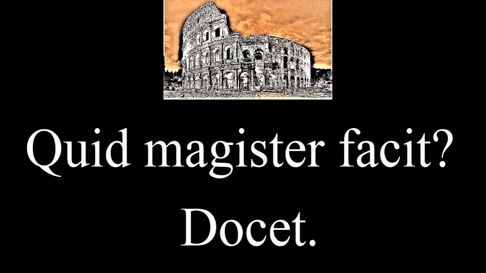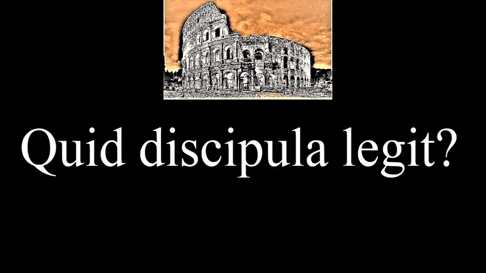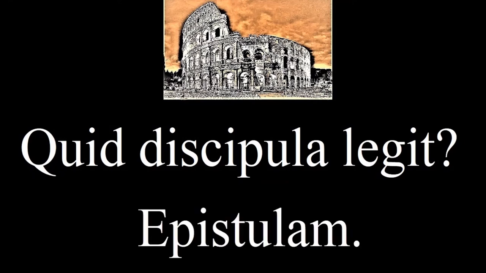Let's change it up a little. Ask now, what is the female student reading? Quid discipula legit? Easy, right? Now be careful with the answer. Say, a letter. Epistulam. Do you remember the M? Even though we're omitting half the sentence, the words still need to be declined in the proper form.